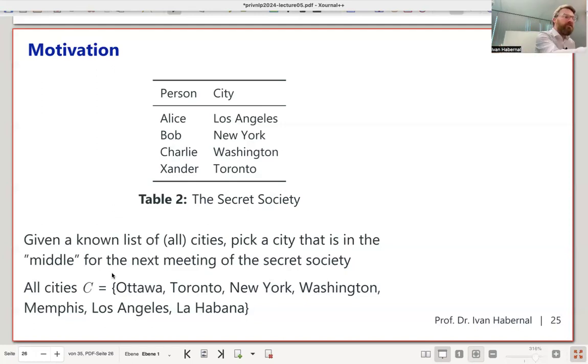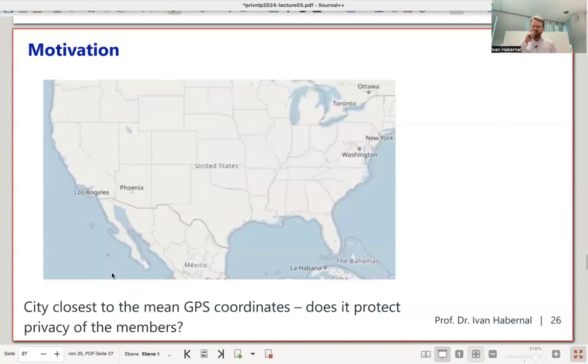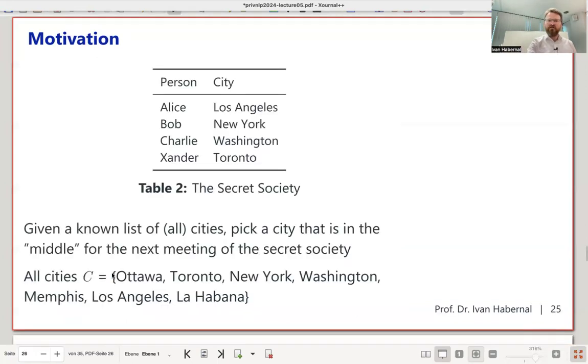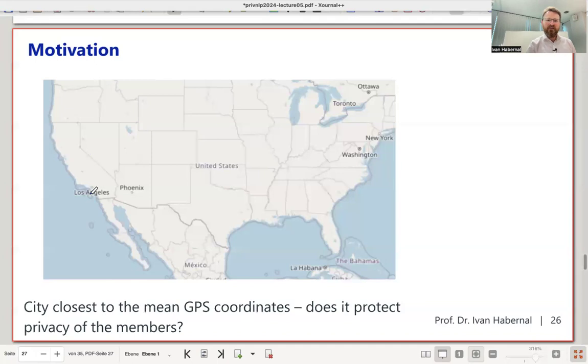I mean, I can kind of imagine this scenario. So you're going to ask them, okay, where do you live? And then you will tell everybody, okay, so the next meeting will be there. Okay, so here's the map again. So we have Los Angeles, New York, Washington, Toronto.